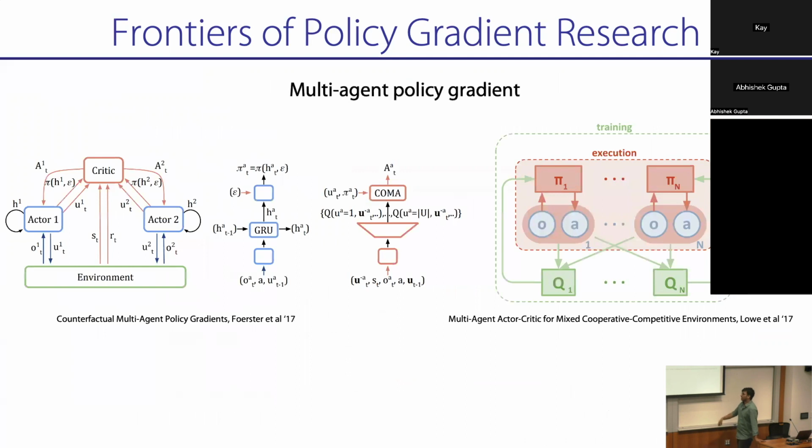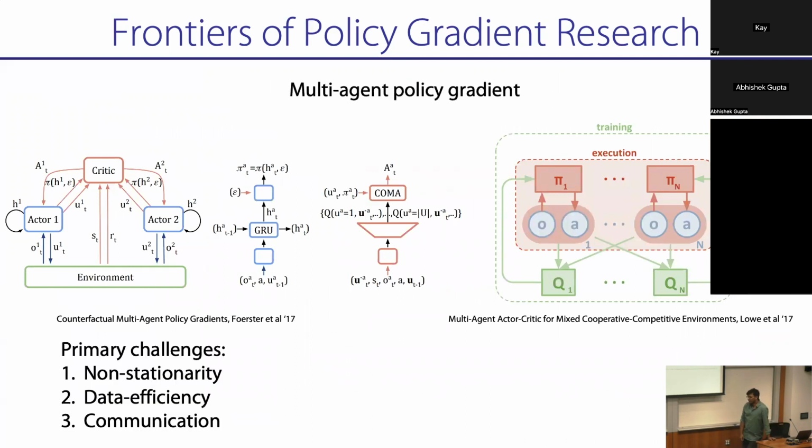And lastly, I think multi-agent policy gradient is still difficult. It's non-stationary because you have many agents. Data efficiency blows up. Learning how to communicate is difficult. So there are interesting lines of work on how you get multi-agent policy gradient methods to work, how you get them to learn how to communicate, et cetera. So I think multi-agent policy gradient is still very new.